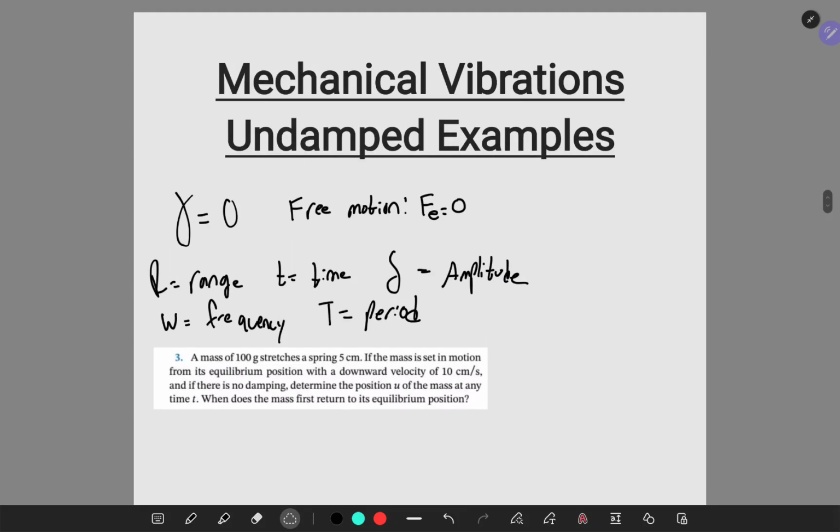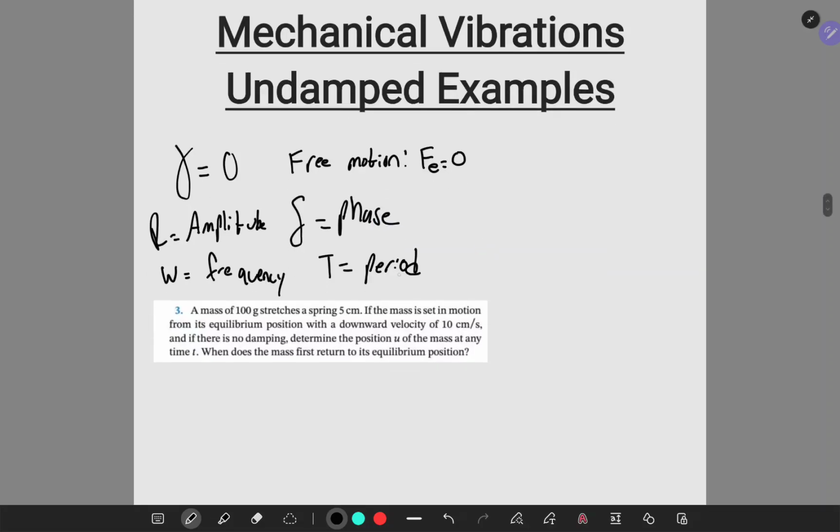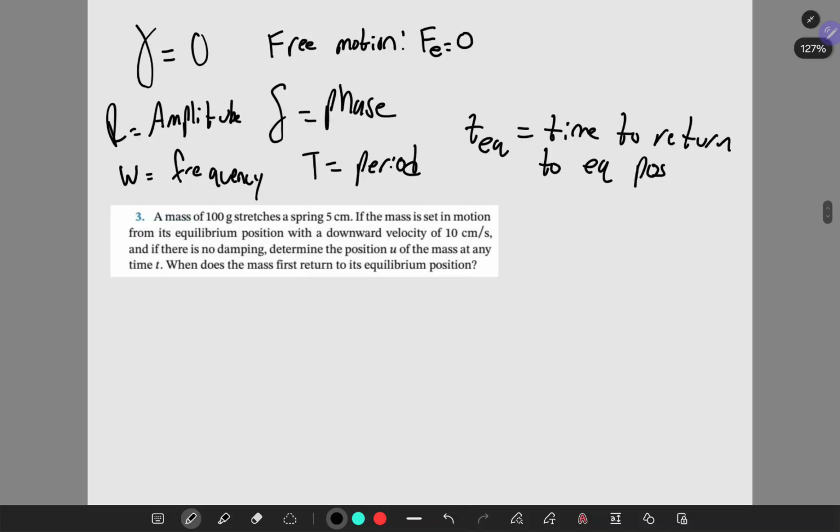Now before we begin, remember, undamped means that our gamma is 0. We're in free motion. R is our range, our amplitude. T is our time for equilibrium position. Delta is our phase. T is our period. W is our frequency. Time to return to equilibrium position. Okay, so we do need that for this one.